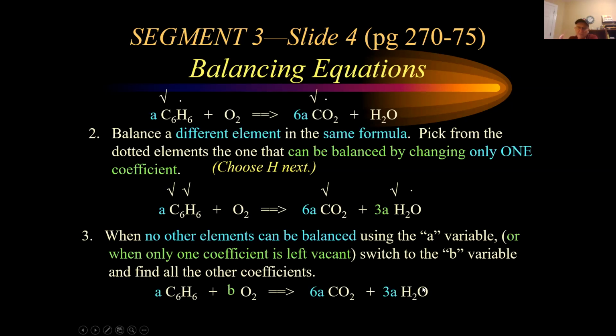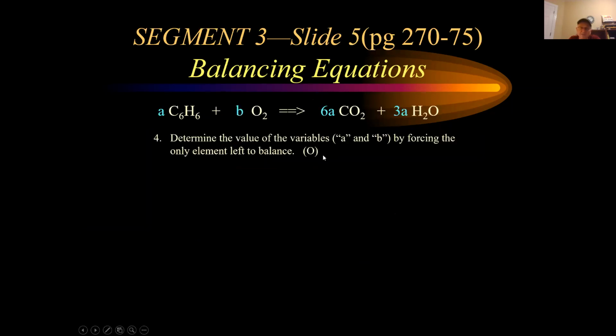Now, I'm looking at that equation. I've got a coefficient here. I've got a coefficient here. I've got a coefficient here and one here. Every formula in the whole equation has a coefficient. It is balanced. That's what we mean by balancing, is getting coefficients in front of each of the substances in the reaction. So now let's see if oxygen is in fact balanced.